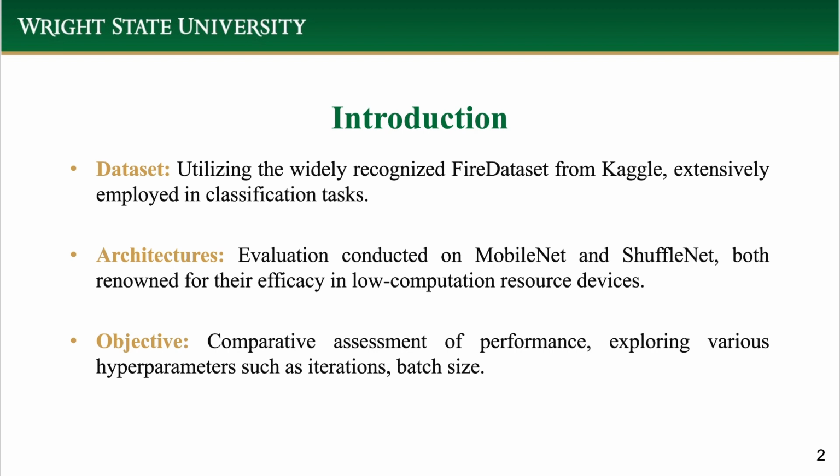Our focus was on two state-of-the-art architectures, MobileNet and ShuffleNet. These models are celebrated for their high efficiency in environments with limited computational resources, which makes them ideal for applications requiring fast, effective real-time image processing. The primary goal of our project is to perform a thorough comparative assessment of these architectures. We have explored a range of hyperparameters, including different numbers of iterations and batch sizes. Our aim was to meticulously understand how these variables affect each model's ability to accurately recognize fire in images.